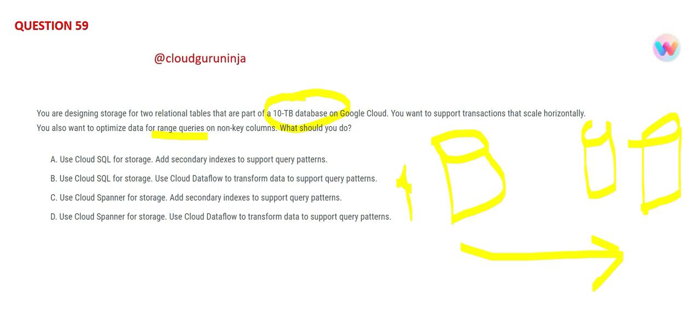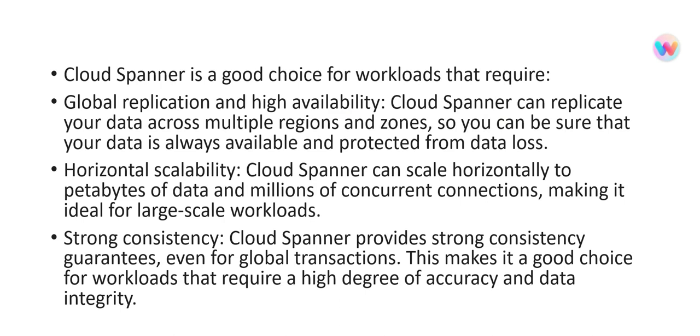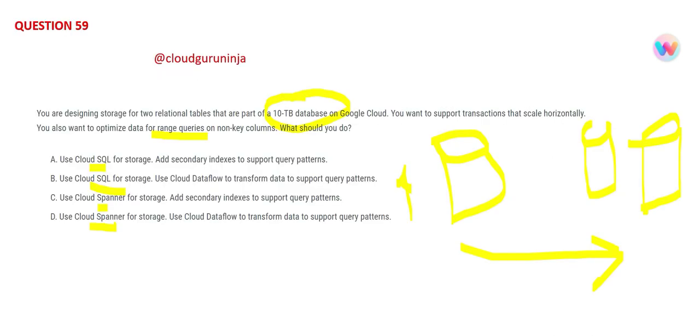What should you do? At a high level, I have two options that say Cloud SQL and two options that say Cloud Spanner. What are Cloud SQL and Spanner? Cloud SQL is a good choice if you are using MySQL, PostgreSQL, SQL Server, etc. It has simple scalability, cost effectiveness, and so on. Cloud Spanner is a good choice if you want global replication, high availability, horizontal scalability. So, horizontal scalability, did it resonate in our question? They are talking about horizontal scalability, so we know now that we have to use Spanner instead of Cloud SQL.